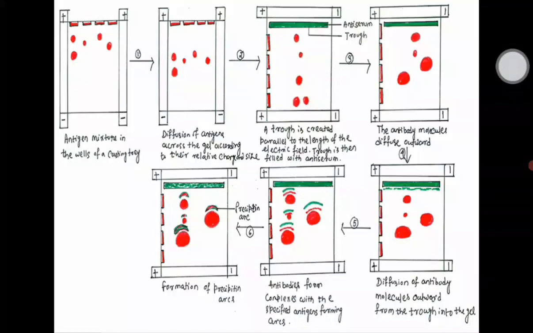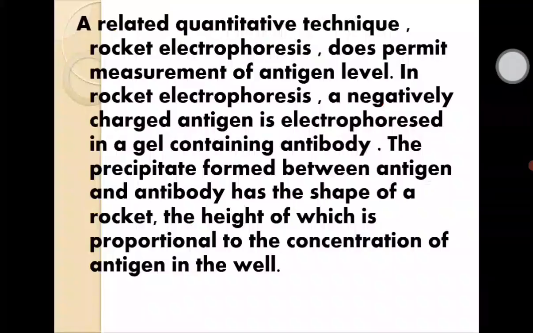The antibody molecules diffuse outward from the trough into the gel. Antibodies form complexes with the specific antigens, forming arcs. Formation of precipitation arcs. A relatively quantitative technique, rocket electrophoresis, does permit measurement of antigen level.